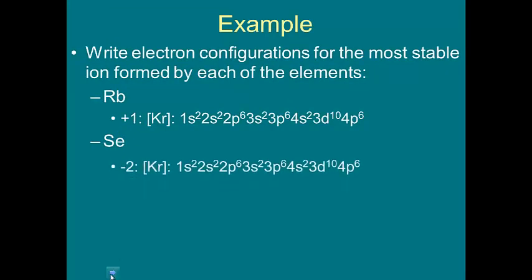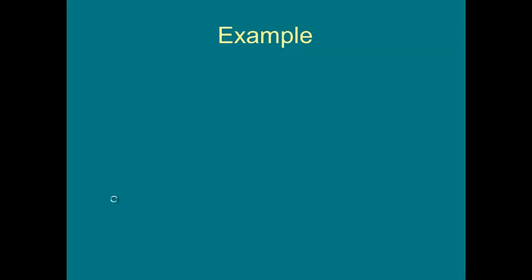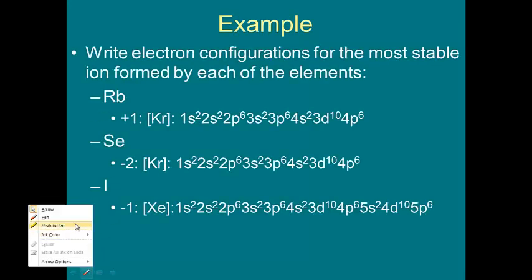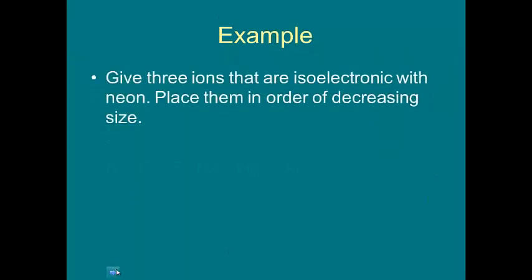Okay, write electron configurations for the most stable ion. We did this in Shakhashiri, so I think we should be in good shape. Rubidium is going to be a +1 because it wants to get that 4p6, so it gives away that 5s1 electron. Same with selenium. It's going to form 2 minus, gaining 2 more to fill the 4p6. Iodine is going to be the same way. It's going to get that last 5p6 electron.